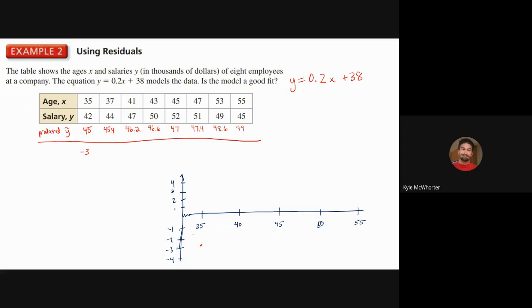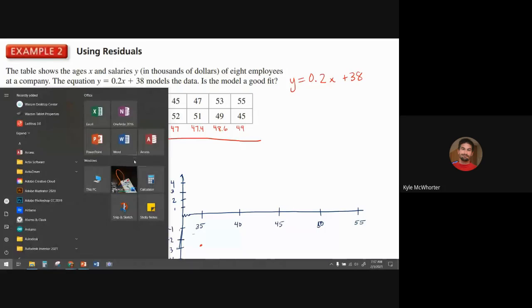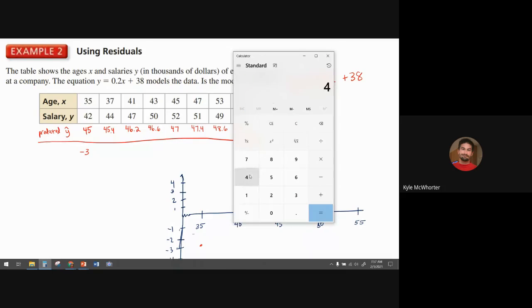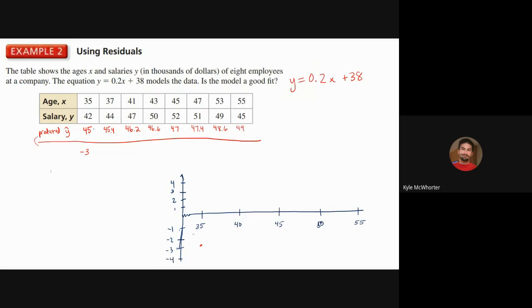Okay, now next, 44 minus 45.4. Calculator button. 44 minus 45.4 is -1.4. So let's see, that's at about 37, so maybe right around here. And that's -1.4, so maybe around there.